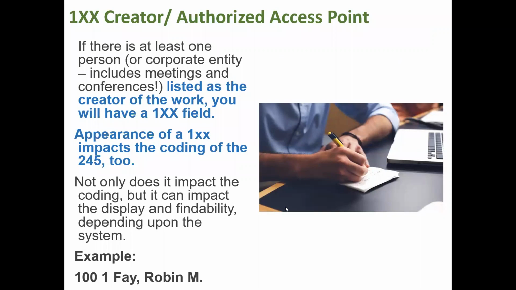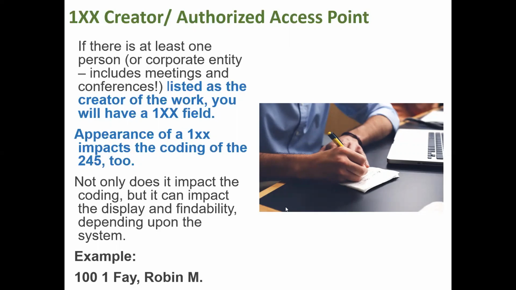1XX, which would most often be a 100 field, but it could be a 110 or a 111. This is whether or not there's at least one person or corporate entity, what's called a corporate body. Corporate body has nothing to do with whether or not a group makes money. I think it's a really outdated term at this point, and I hope it goes away soon. It just means a group of people who work together, who are creating something together. This could be meetings, it could be conferences, it could be Lollapalooza. It's any group of people who are working together.